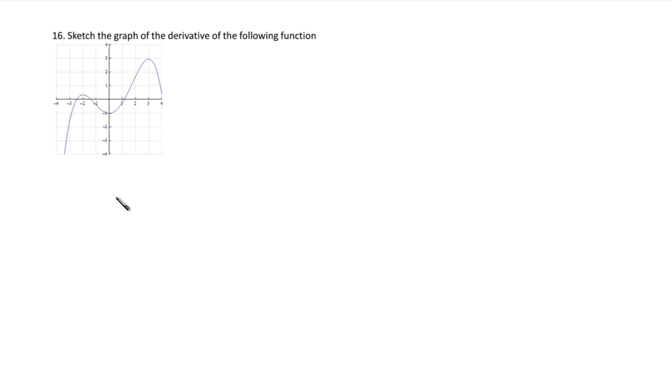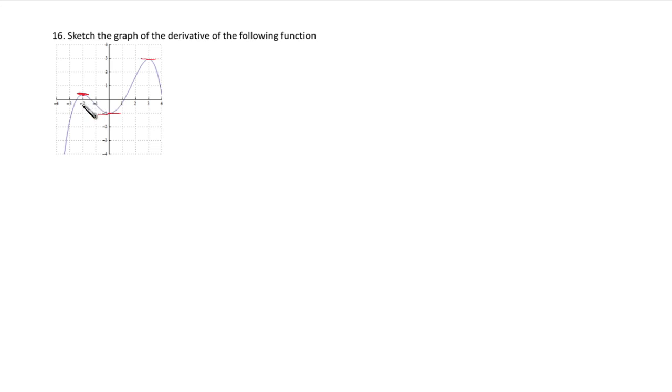The easiest way to draw the graph of the derivative is to figure out where the tangent line is horizontal. Here, if you think about the tangent line, it's horizontal. Right? Here also, and here also. These are points where the tangent line is horizontal, and because the derivative is the slope of the tangent line, when you have a horizontal tangent line, the slope is 0 and the derivative will be 0.